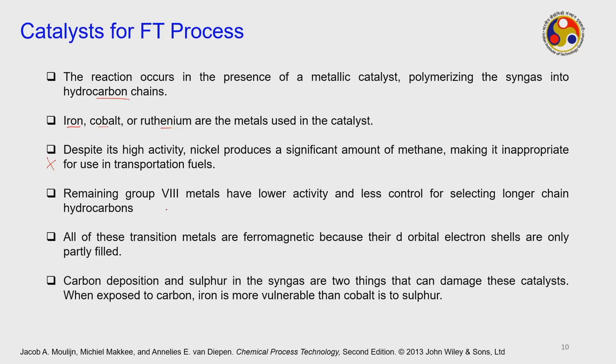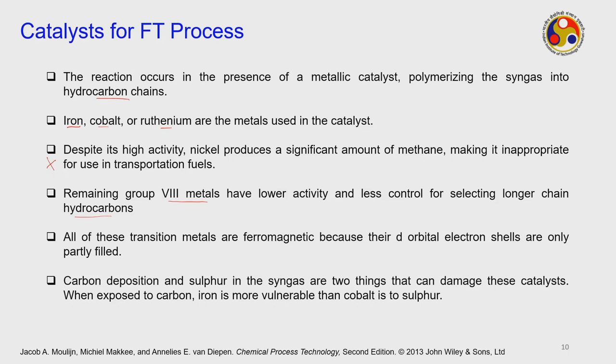The remaining group 8 metals, what are these group 8 metals? Like iron, then cobalt, other two elements are also there. So, these also have lower activity and less control for selecting long chain hydrocarbons. So, overall these transition metals, all of them are ferromagnetic because of their d orbital electron shells, which are partly filled. Because of these partly filled d orbitals, they will split, there is the HOMO and LUMO gap, and because of this they make the reaction happen.